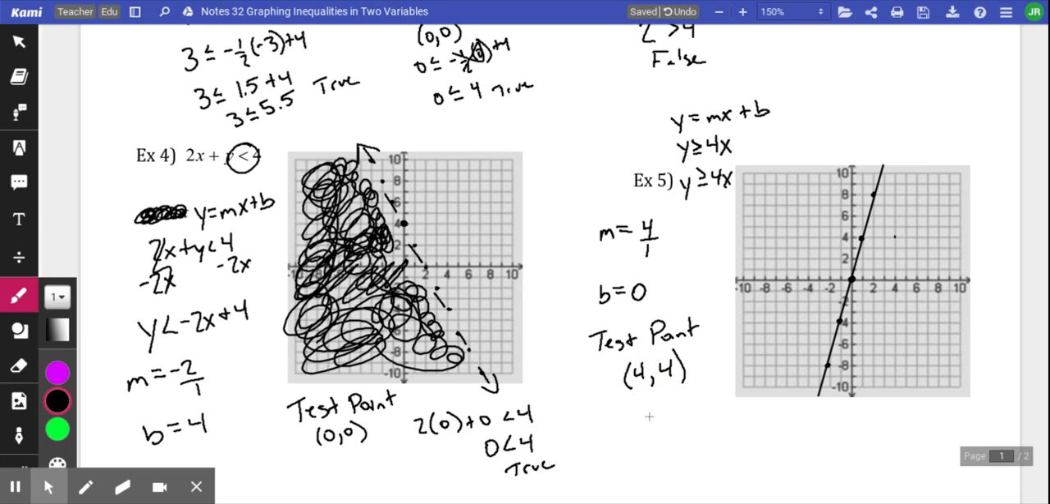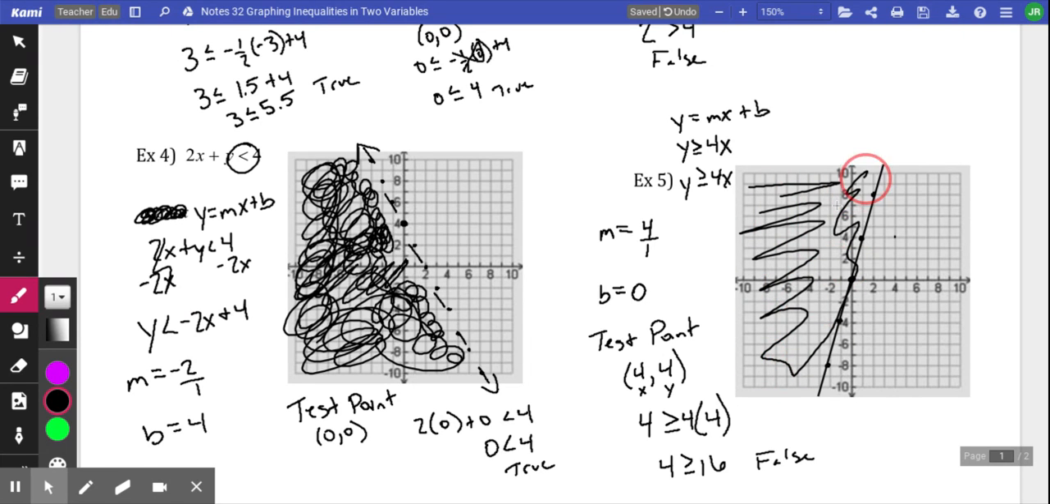So I'm going to replace y with 4 because here's my y value, here's my x value. I'm going to replace y with 4, is greater than or equal to 4, and then I replace x with 4 as well. So this is going to give me 4 is greater than or equal to 16. Is that true or false? Is 4 more than 16? That's false. So because 4, 4 is over here, it's not a solution. That means that any other point on this side of my boundary line is not a solution, which means that all of my solutions would be over here.